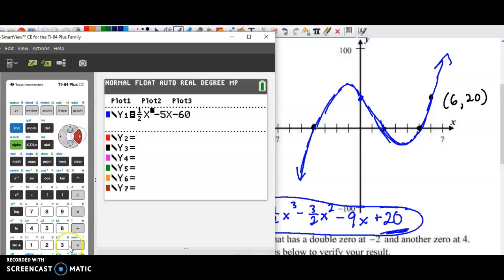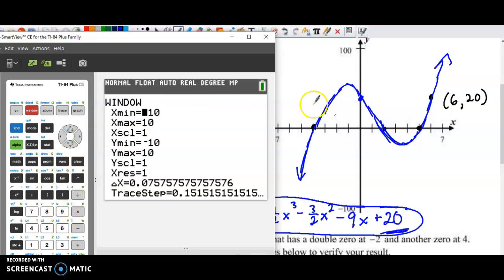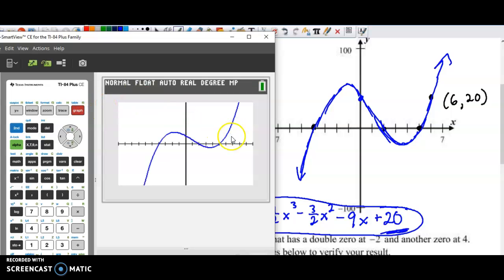And you can start all over and type this out a little bit cleaner than what I have. So we have 3/2 x squared minus 9x plus 20. And you might change your window. It says from -7 to 7, but I'm going to leave mine alone. But then go down to -100, up to 100, and just look at the graph. That looks pretty good to what I wrote down, based off of connecting all those points.